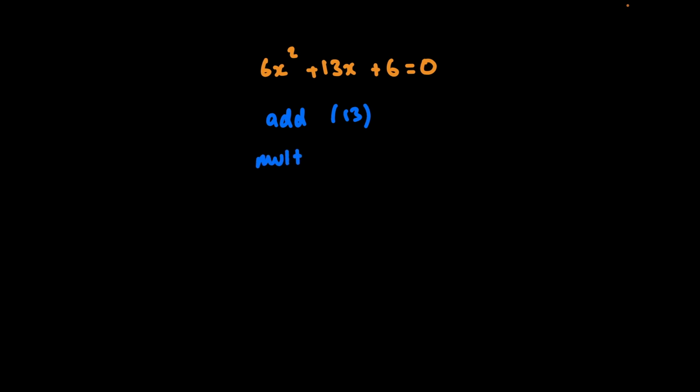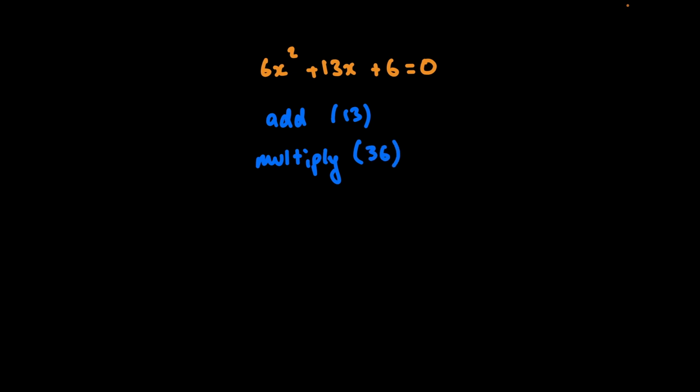Next question. We're going to work out how to solve this function here. Pause the video and give it a shot yourself. So we need two numbers that will add to 13, but then multiply to whatever 6 times 6 is, because that's the value of A and that's the value of C. 6 times 6 is simply 36.